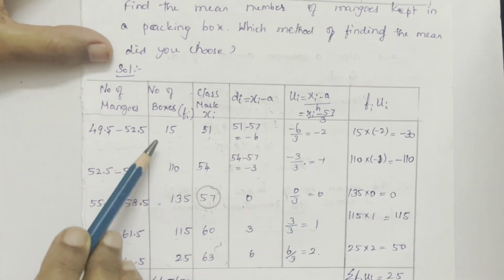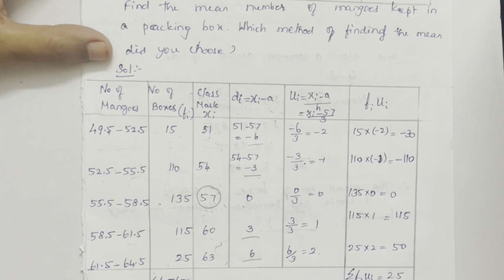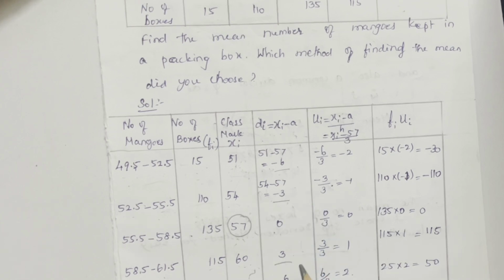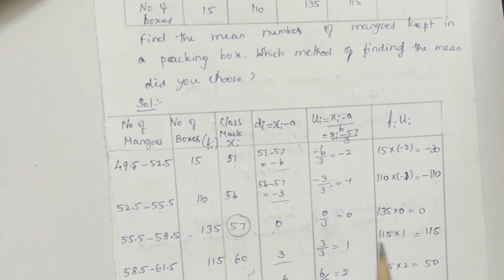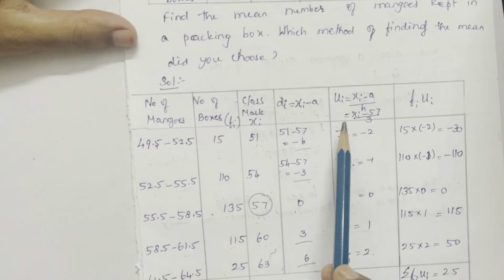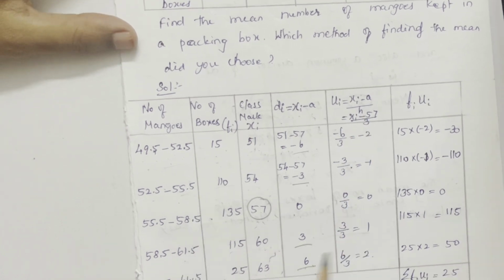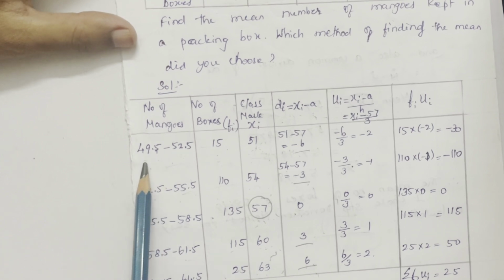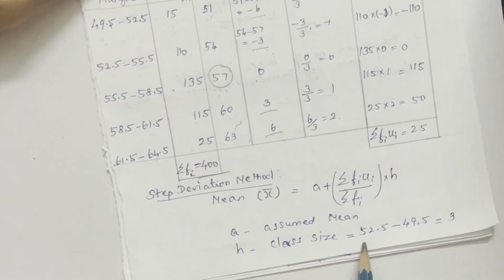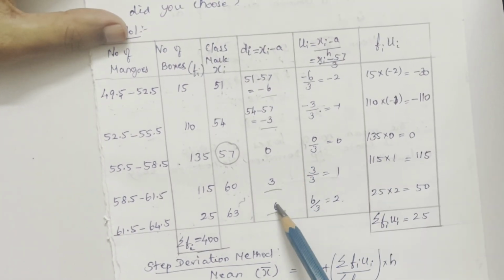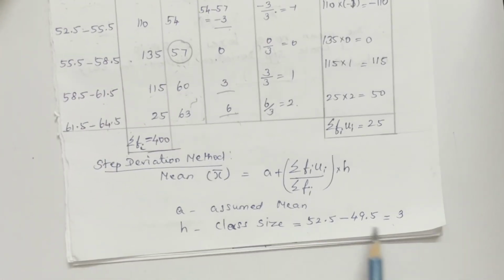See di, fi is very large and di have a common divisor. What is the divisor? Minus 6, minus 3, 3 and 6. These numbers are divisible by 3. So we are going to divide di by the common divisor 3. Before dividing it, let us confirm ui equals xi minus a by h. h is the class size. How to calculate class size? Upper limit minus lower limit is the class size. So here 52.5 minus 49.5 is 3 and the common divisor of di is also 3. So we chose h equal to 3.